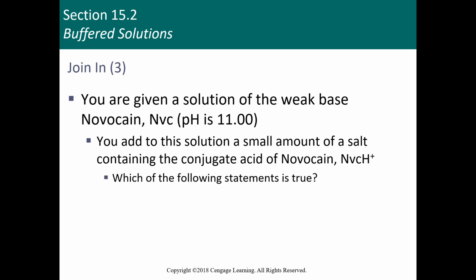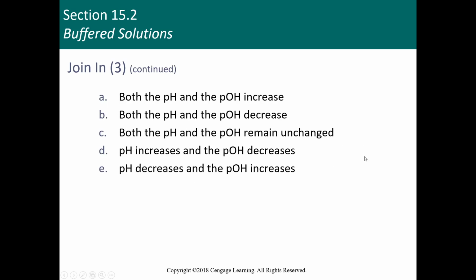You are given a solution of the weak base, Novocaine, and its pH right here is 11. You add to this solution a small amount of salt containing the conjugate acid, which is this Novocaine-H plus right here, which indicates it's the acid, right? So which of the following statements will be true? Both the pH and the pOH increase. Both the pH and the pOH decrease. Both the pH and the pOH remain unchanged. pH increases and pOH decreases, pH decreases and pOH increases.